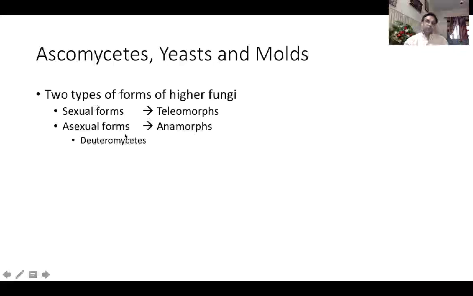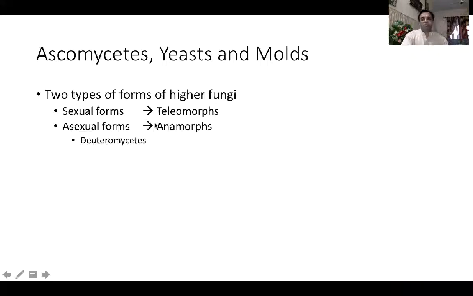So either their sexual forms are known or not known. So two things can be possible. In some cases, the sexual forms are also known, and if the sexual forms are known, they are separately named, but they are basically teleomorphs. So when we talk about Ascomycetes, we are talking about the teleomorphs sometime, because we are talking about ascospores, and ascospores are the characteristic spores of Ascomycetes, and ascospores are the sexual spores. So they are present in the sexual forms of the fungi, and those sexual forms are basically known as teleomorphs.